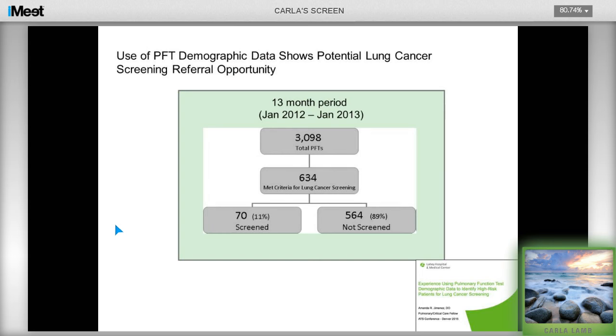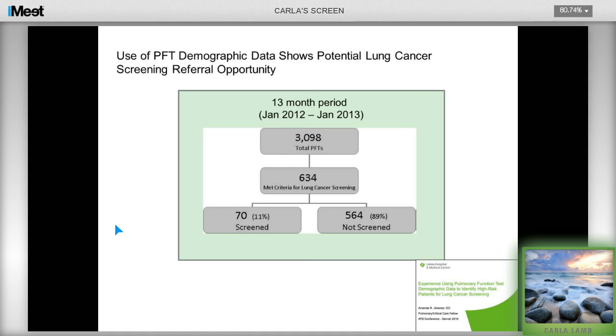Other important opportunities for a young program is work out of our department by Dr. Jimenez, one of our prior fellows, and Dr. Tony Campagna here at Lahey. They said, well, maybe there's some unexpected opportunities here. And what they identified, they went to the PFT lab and basically identified of those patients, of 3,000 or so patients who had PFTs, 634 met criteria for lung screening.